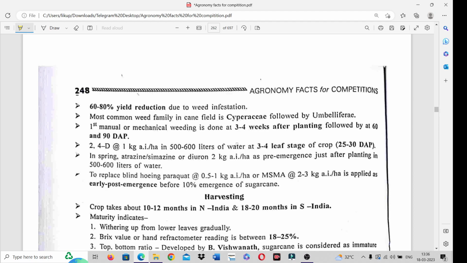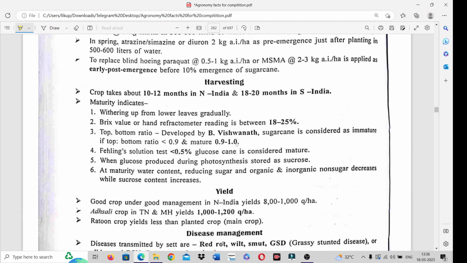Early post emergence, paraquat 0.5 to 1 kg AI per hectare or MSMA 2 to 3 kg per hectare is applied as early post emergence.